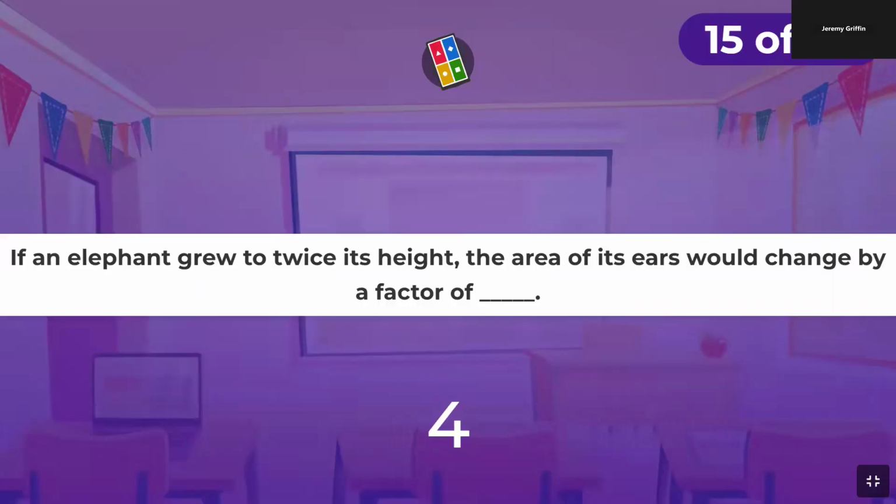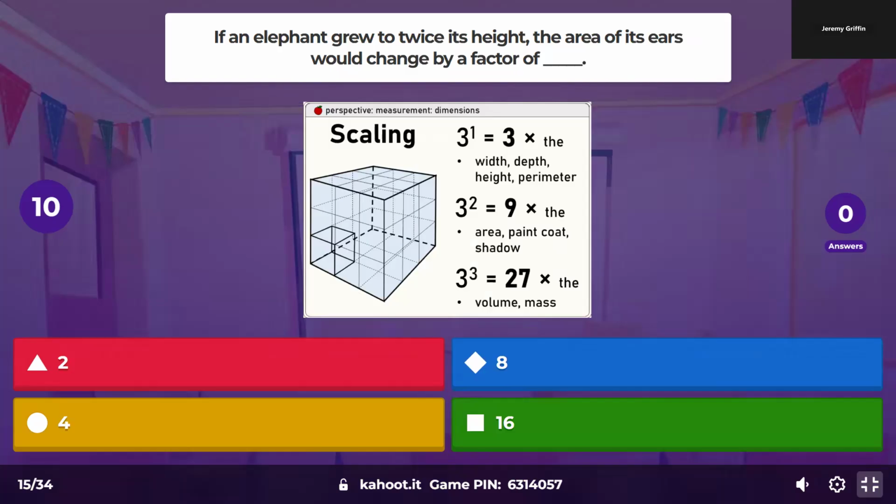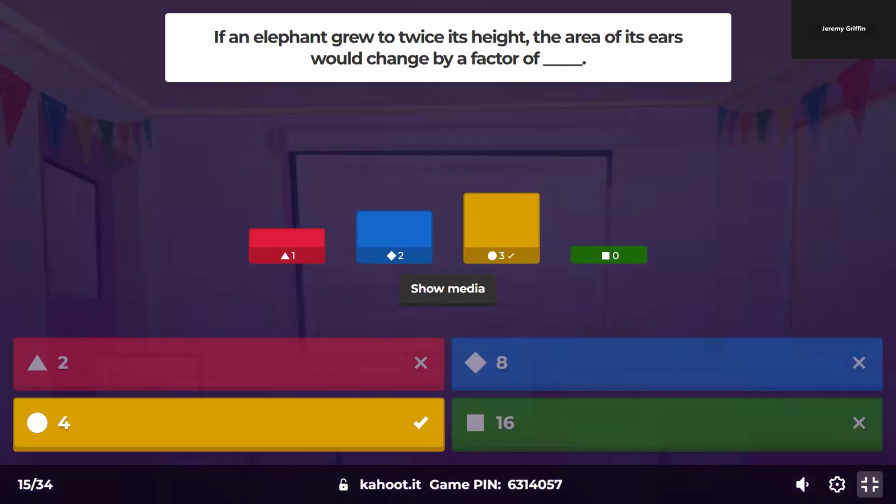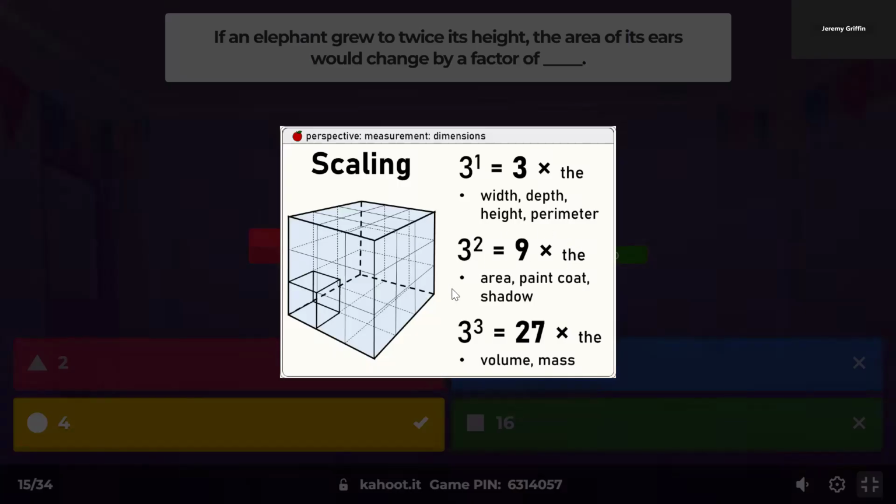If an elephant grows to twice its height, the area of its ears would change by a factor of. Yeah, a factor of 4. Now, why a factor of 4? Because, guys, look at this question. The surface area of its ears, surface area. Okay. Guys, is that like this middle one right here? Surface area? Okay. So, they said grows to twice its height.